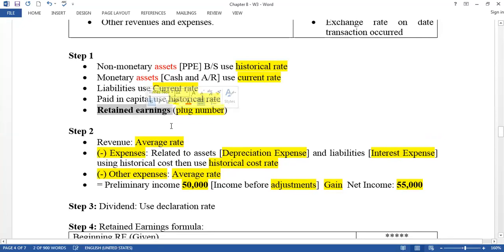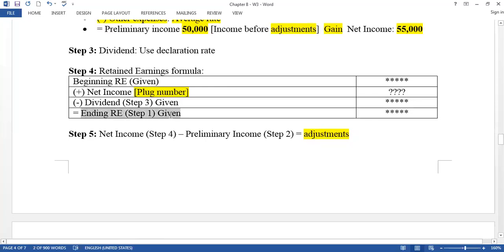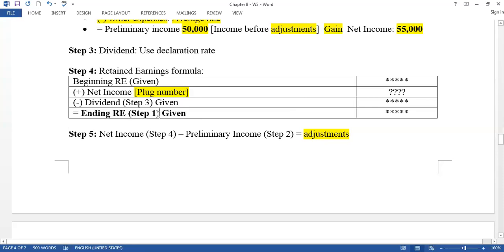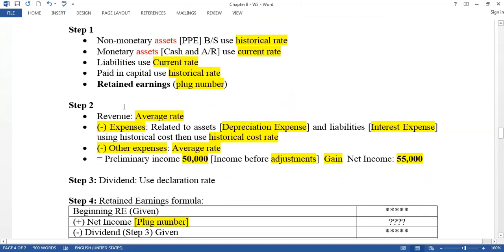First plug number is the retained earnings, because this retained earnings we are going to put where? We are going to put here, the retained earnings that we calculated from our step one. And step one is very easy because we know our asset, we know our liability, we know our common stock, right? Then the remaining amount is the retained earnings. Then step two is very simple because we calculate preliminary income. That means revenue minus expense, right?